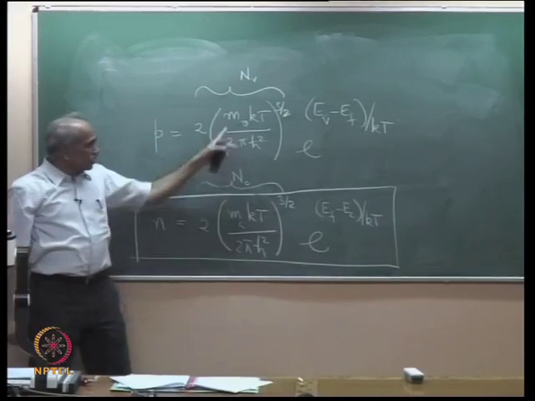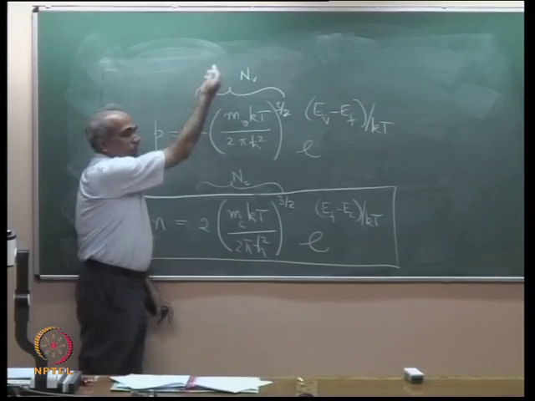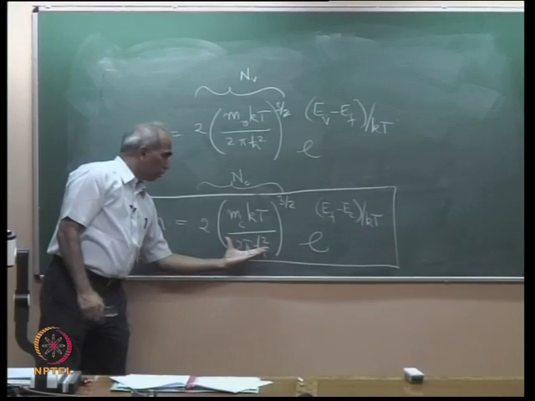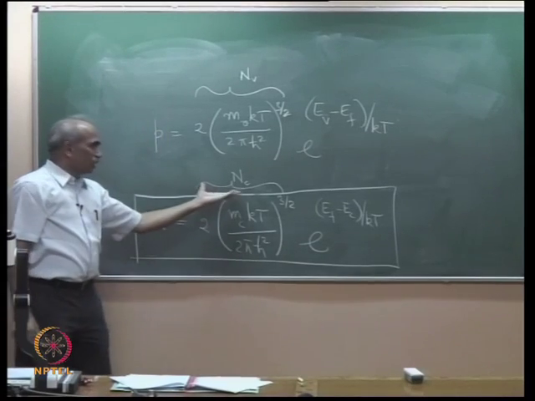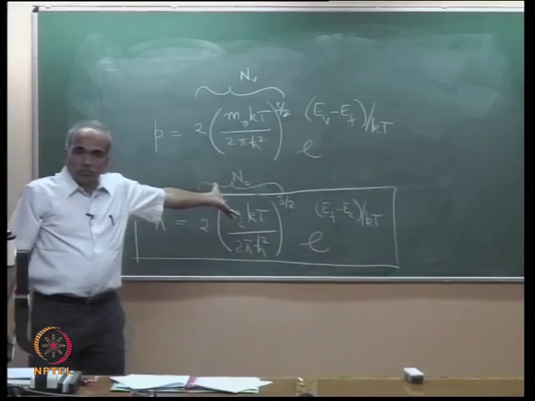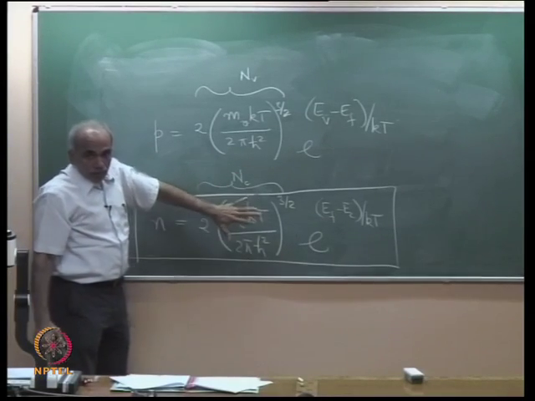If Mc equal to Mv, both constants are the same. This is a very large number. If you put numbers, you will see that this will be 10 to the power of 18, 10 to the power of 19, or very large number, this part.